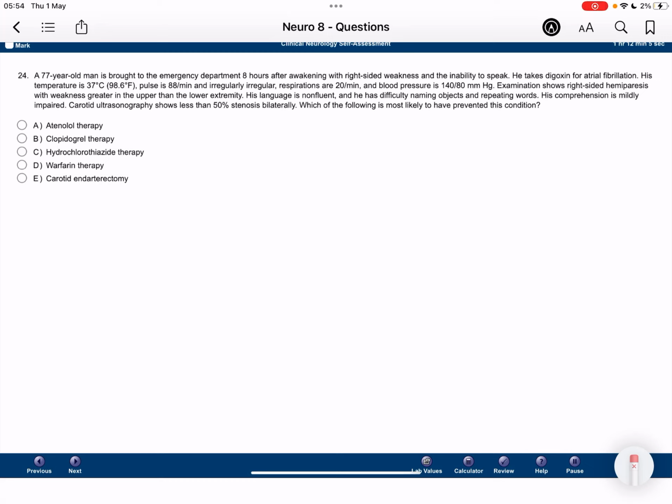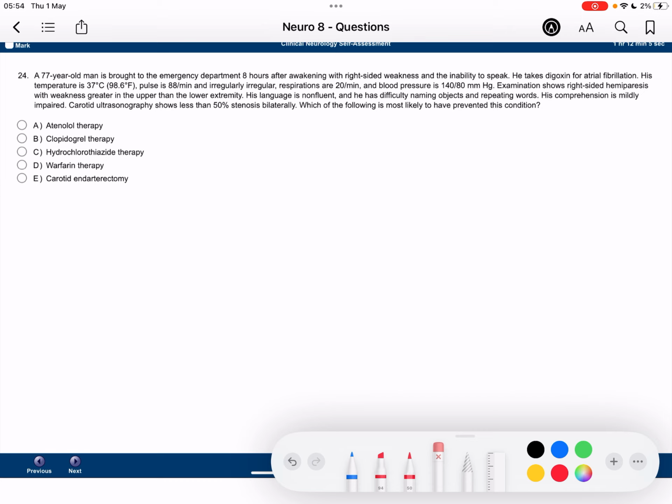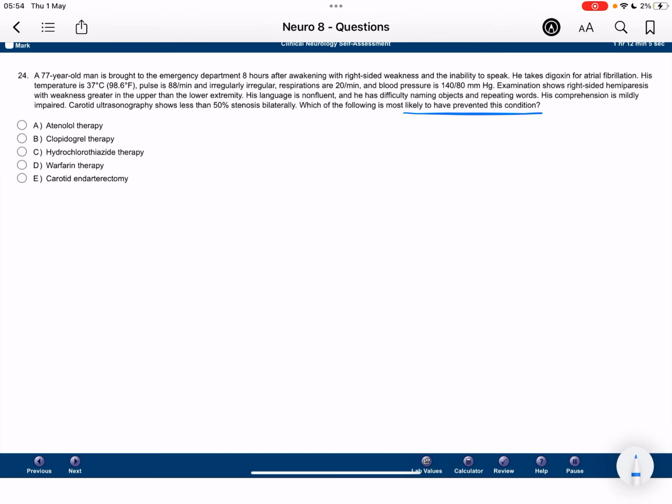Today we will discuss more questions in CMS forms. We'll see this question first. Which of the following is most likely to have prevented this condition? So he's asking about prevention.